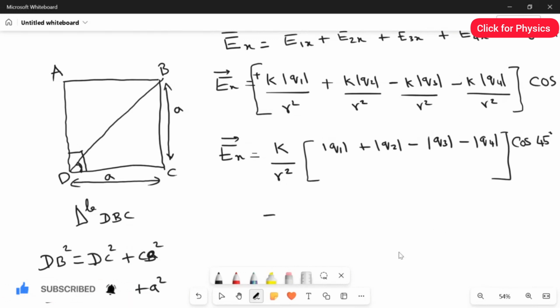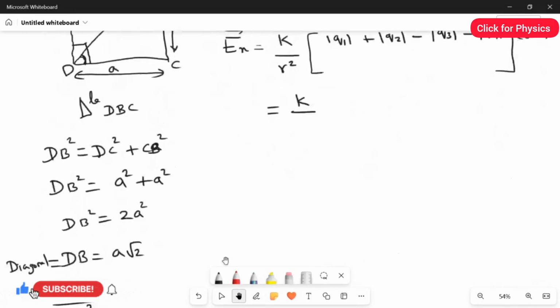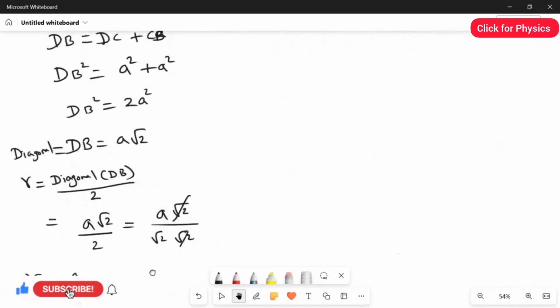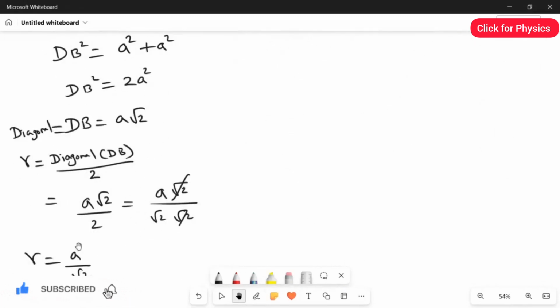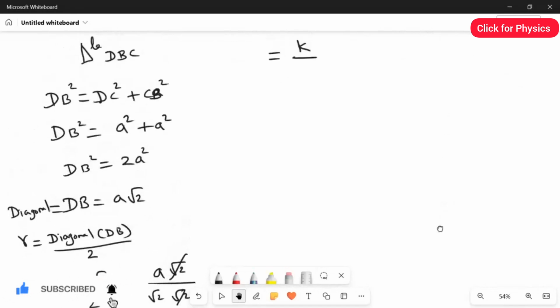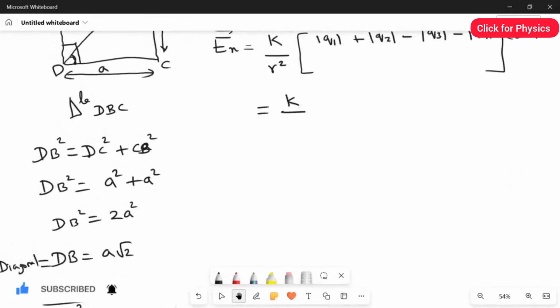What's the value of the charges here? So k over r square. So I have to square this value. When you square this value, what you'll get? Which is a square over 2, right? So a square over 2, you'll get a square over 2. That 2 will go here, right? Because a over 2, so the 2 will go to the top.